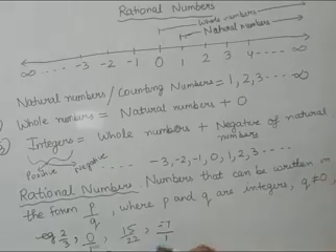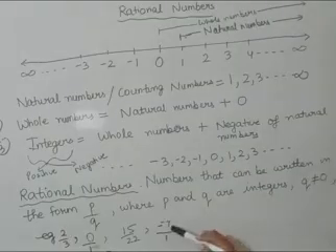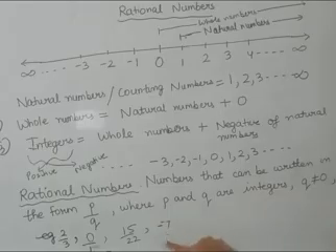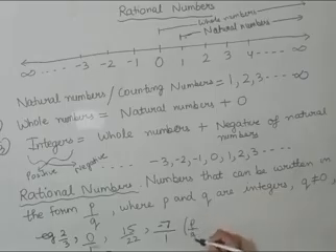Now if I write minus 7 upon 1, yes, minus 7 is a negative integer, and if you're not writing any denominator below minus 7, then it is understood that the denominator is always 1. So again it can be represented in the form of p by q. So this is again a rational number.